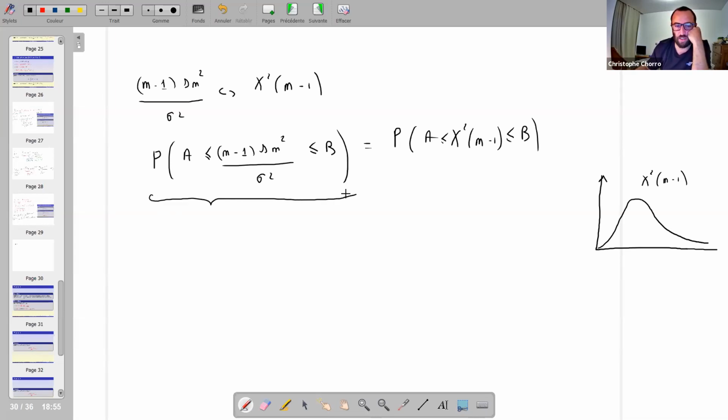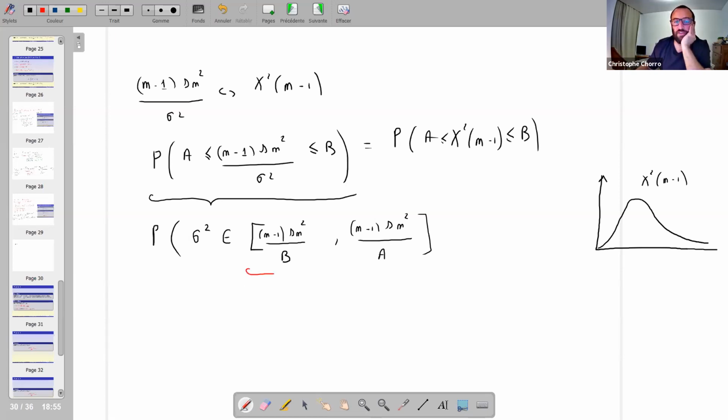And from this one, I can deduce that this is equal to the probability that sigma square belongs to the interval from (n minus 1) Sn square over B to (n minus 1) Sn square over A. And the idea is to see that here you have a confidence interval, and this confidence interval is related to this quantity.